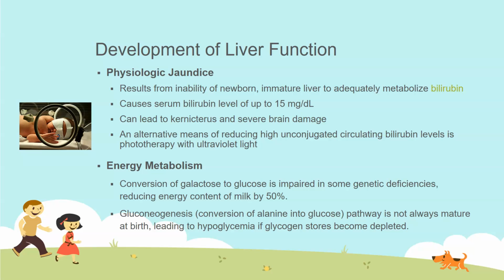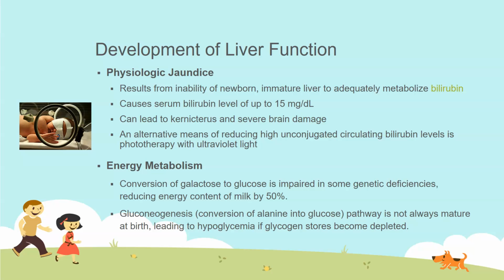So therefore it causes the serum bilirubin levels to increase and can go up to even 15 milligrams per deciliter, which is quite a bit. And if they get that high, it can lead to kernicterus and severe brain damage. So kernicterus is the accumulation of bilirubin in the brain. Bilirubin is fat soluble, so it really lacks the fatty tissue of the brain and it can cause brain damage.